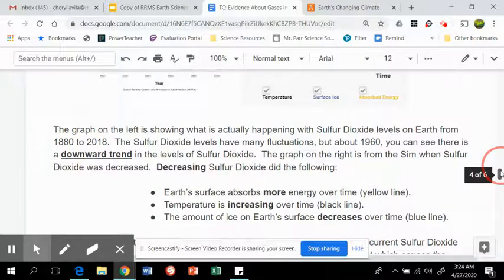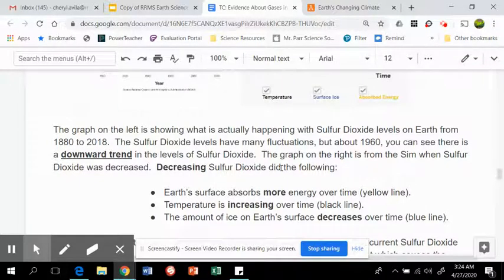So the graph on the left is showing what is actually happening with sulfur dioxide levels on Earth from 1880 to 2018. The sulfur dioxide levels have many fluctuations, but about 1960, you can see there is a downward trend, I said 1970, in the levels of sulfur dioxide. The graph on the right is from the sim when sulfur dioxide was decreased.